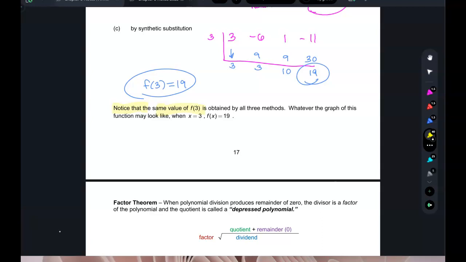Okay, so if I ask you to do synthetic substitution, you have to do it this way. Now, you could check your answer by plugging it in directly, but you have to show this in the work.